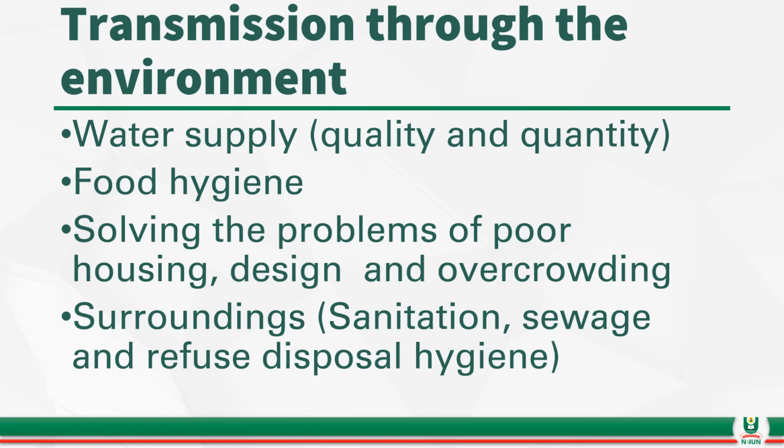When you look at transmission through the environment, what is the quality and quantity of water that is supplied in the community or in the neighborhood? What is the level of food hygiene? These are things that promote the transmission of infectious diseases or communicable diseases. So when you have good quality and quantity of water, good hygiene, houses designed appropriately to avoid overcrowding, proper sanitation, good sewage disposal, and all that, this will help in the prevention and control of communicable diseases.